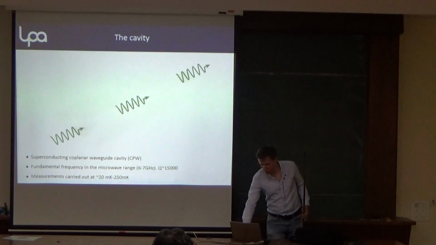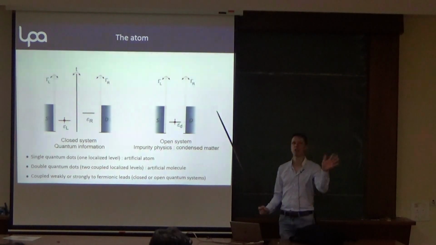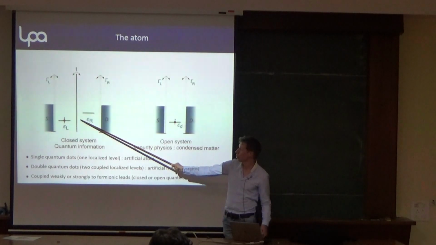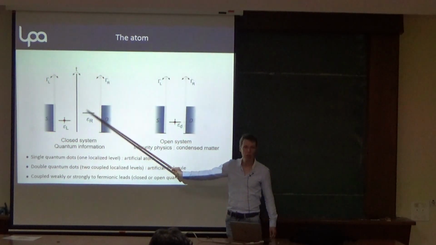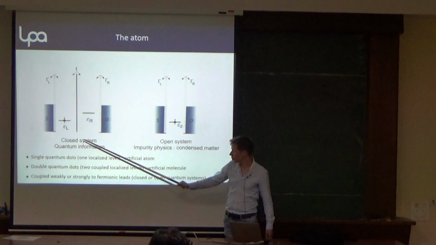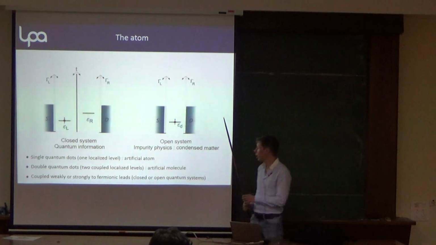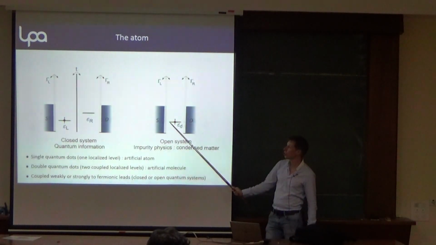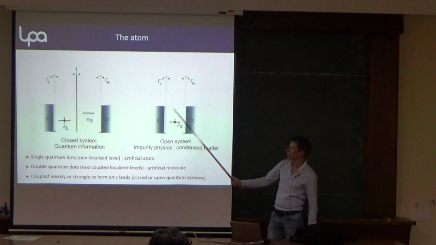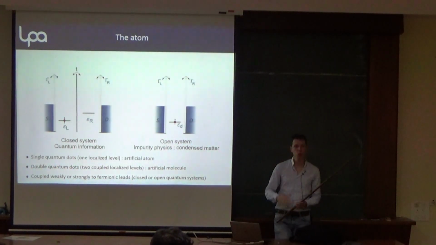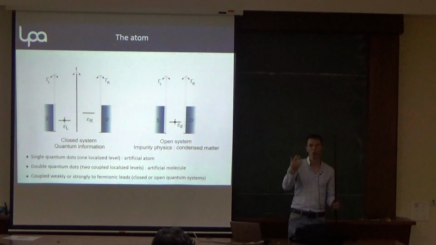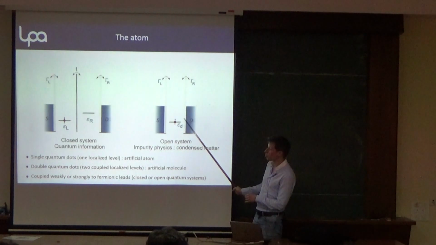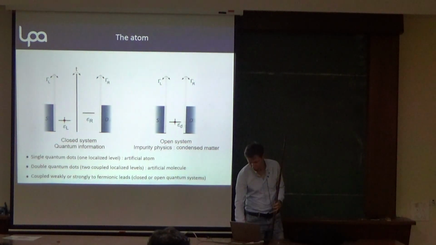And so our atom, in our case, there are two kinds of atoms. First, let's say, the closed system, which is an artificial molecule. It's a double quantum dot. So this is what Jason talked to you about. This is very interesting for quantum information. And I will be more interested in an open system, when you have a single dot strongly coupled to the reservoirs, which allows us to revisit and to study in a controlled manner impurity physics in condensed matter. I'm running late. So this is what I will be dealing with.